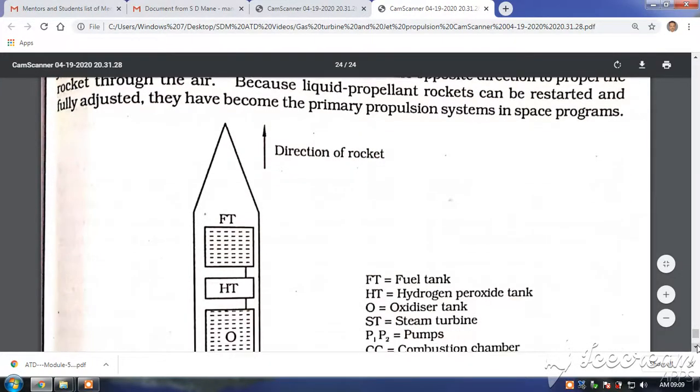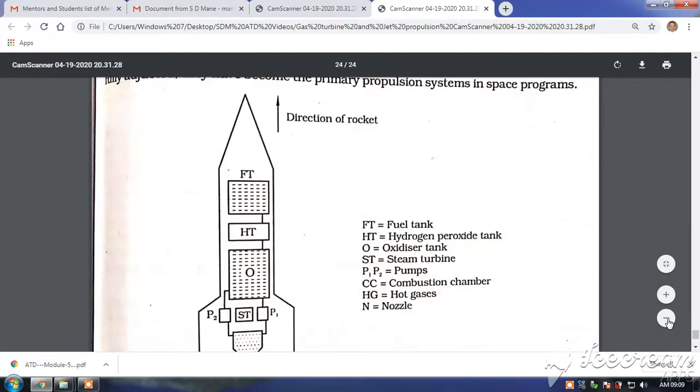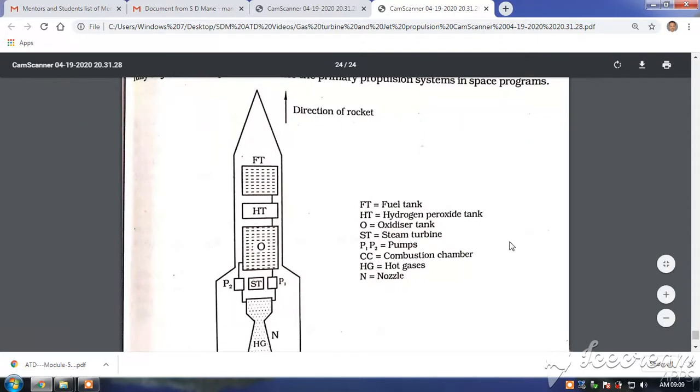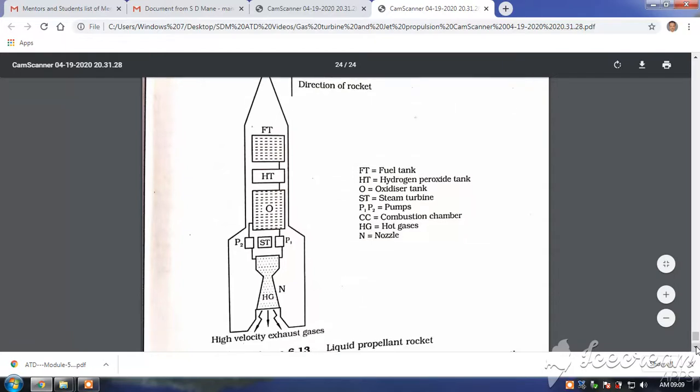Now let us look at the rocket engine. Okay, we'll see the diagram. You can see this is a complete diagram. This is the direction of the rocket. Here you have got FT, the fuel tank, and this is the oxidizer tank, the liquid oxygen. So you have got a liquid fuel and here you have got a liquid oxidizer.